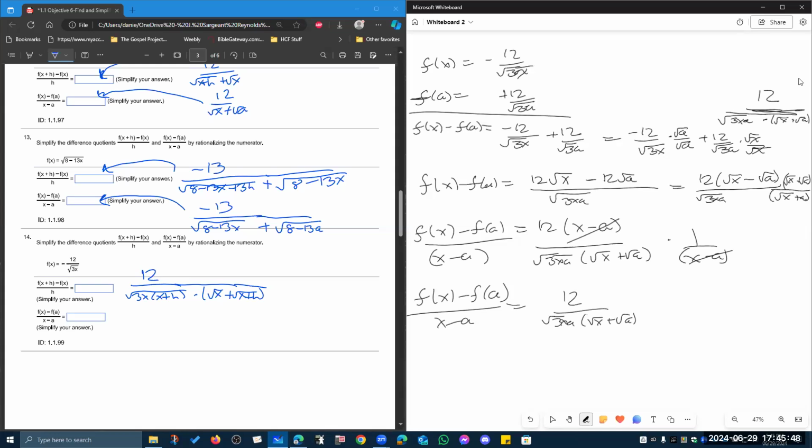Look at that right there. It's exactly what we said we thought it was going to be: root 3xa times root x plus root a. And that's why I left everything factored this way, so the x plus h's, I could replace them with a's quickly and check and see if what I thought was going to happen is what actually happened.